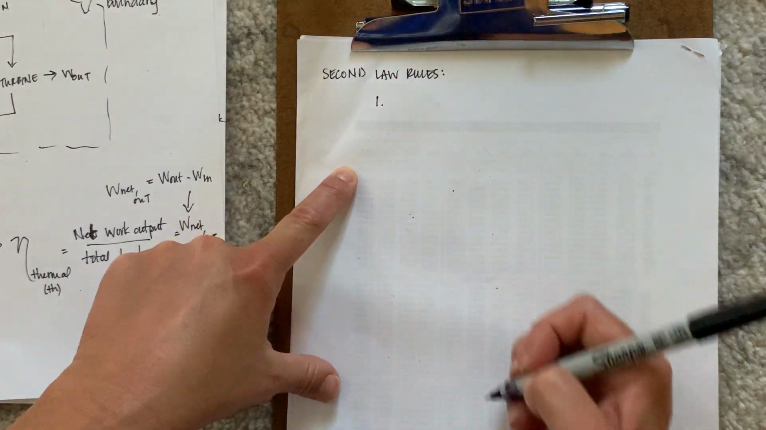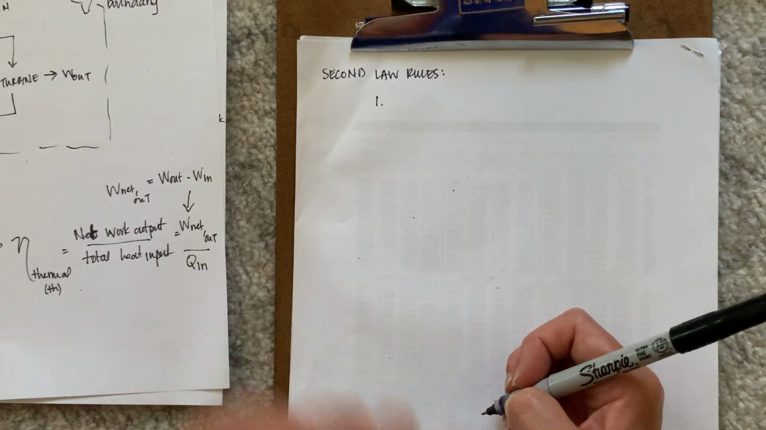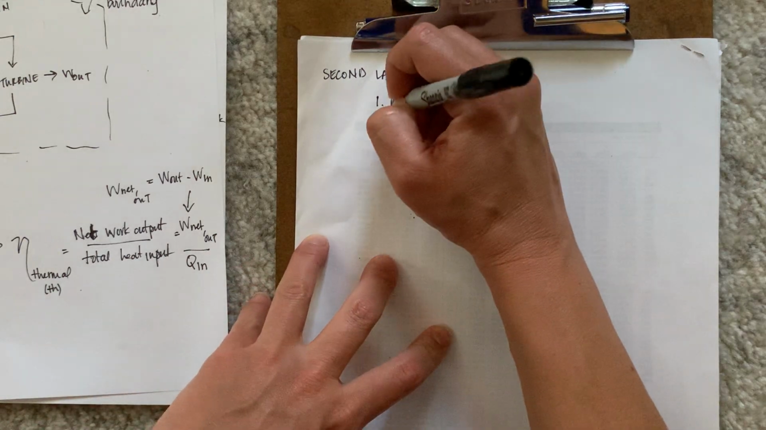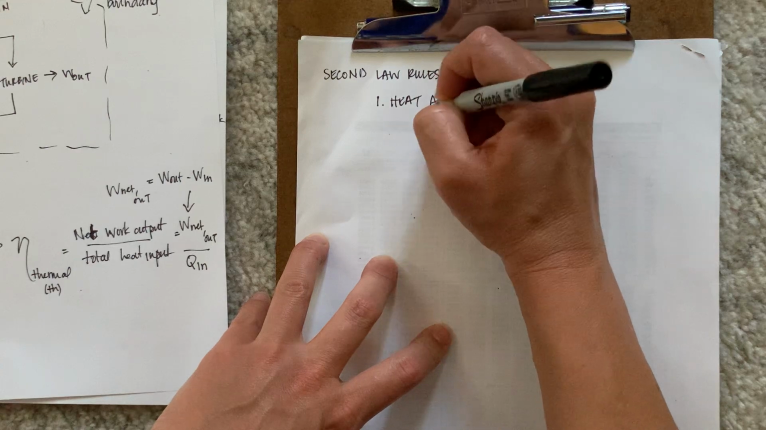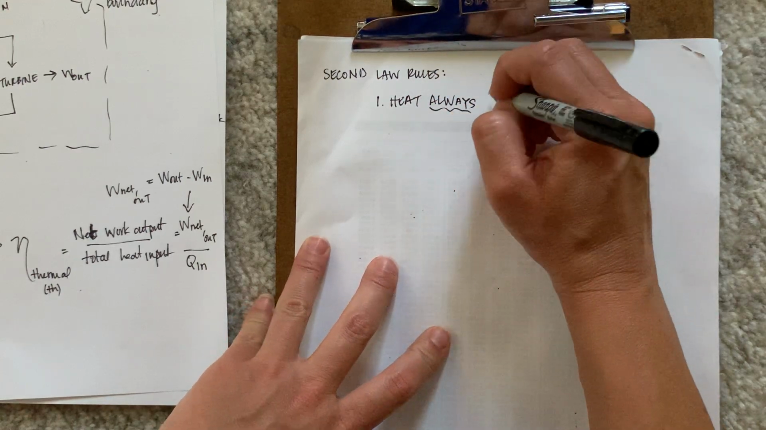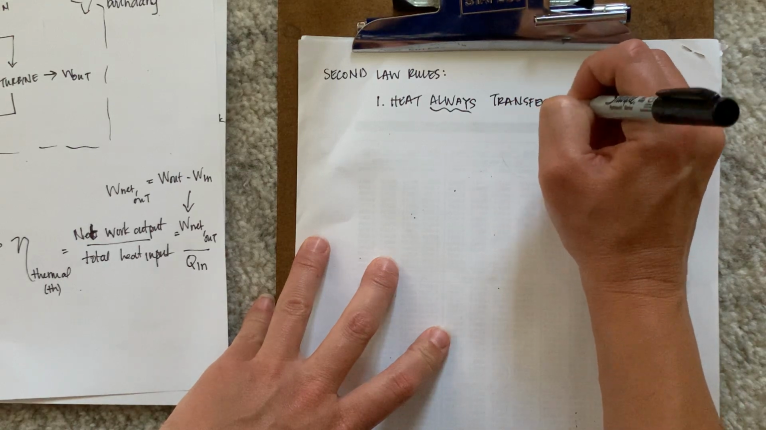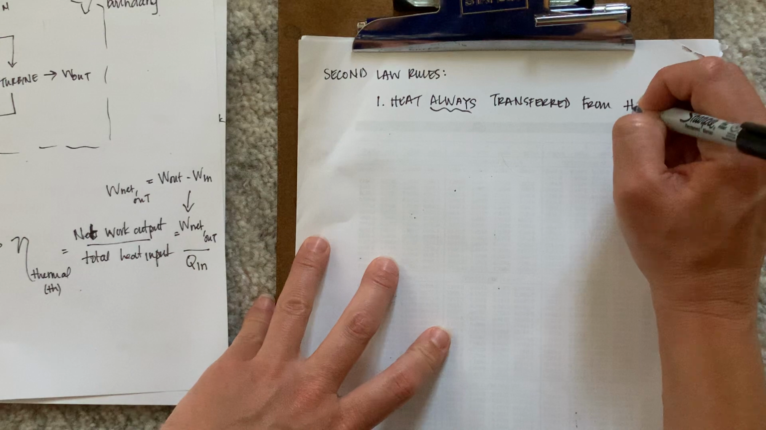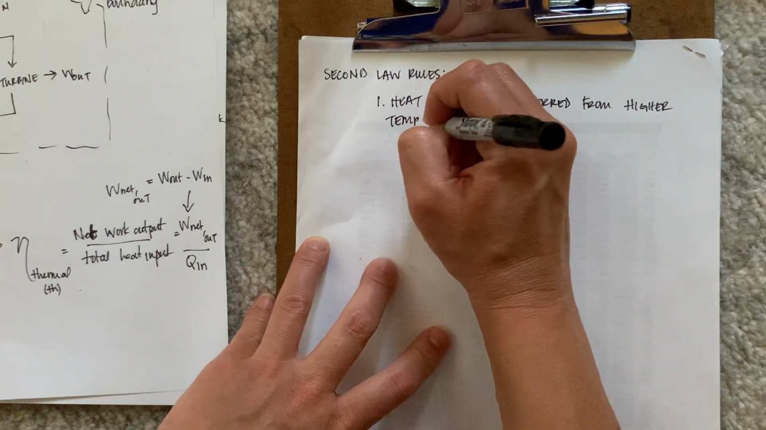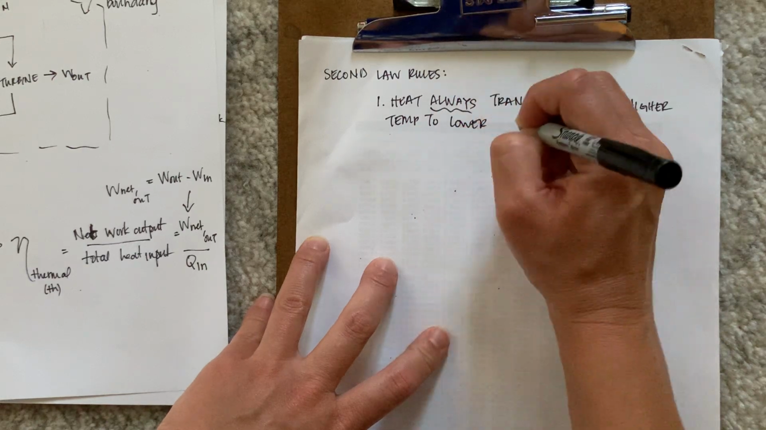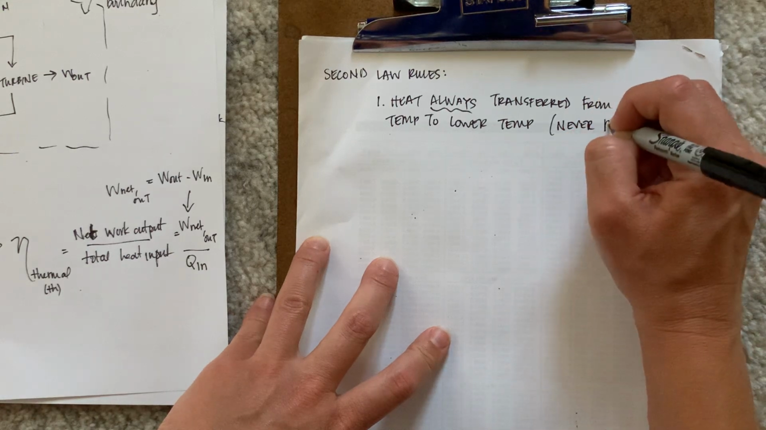The first one would be heat is always transferred from a higher temperature to a lower temperature and never in the reverse. So heat is always transferred from higher temp to lower temp, never reverse.